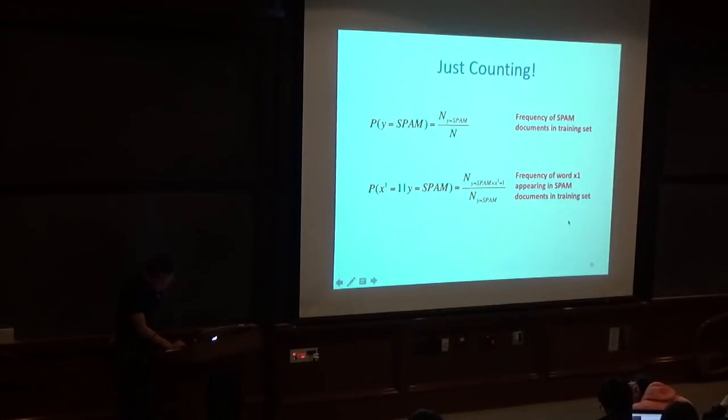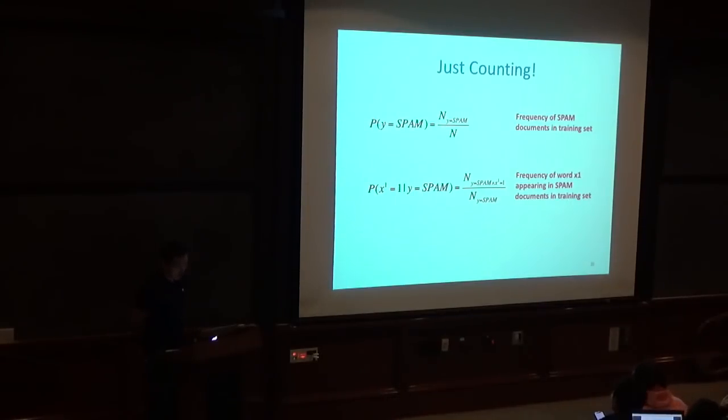And I won't go into the whole details, but it is straightforward to derive using the same derivation techniques we saw in the beginning of lecture, that the solution is just frequency counting. So P of y equals spam is equal to the number of times we see spam in the data set divided by the number of data points. P of x1 equals 1 given y equals spam is equal to the number of times we observe y equals spam and x1 equals 1 in the data set divided by the number of times we observe y equals spam in the data set.